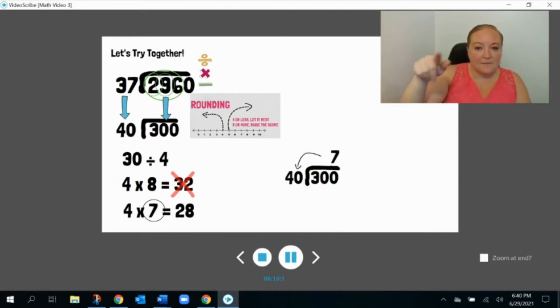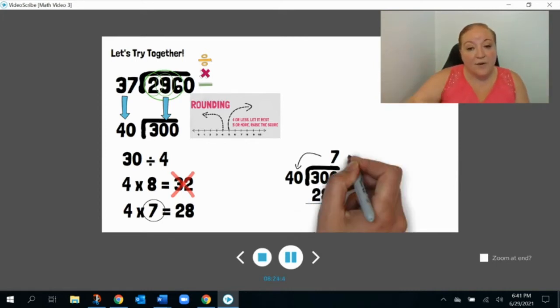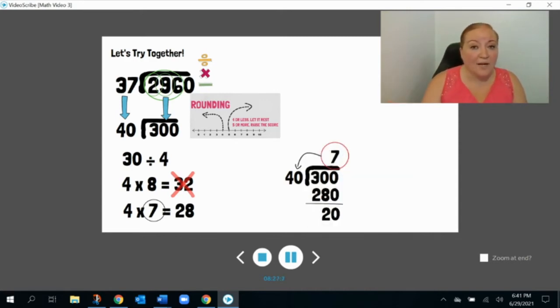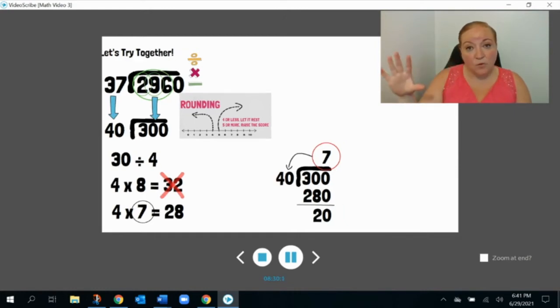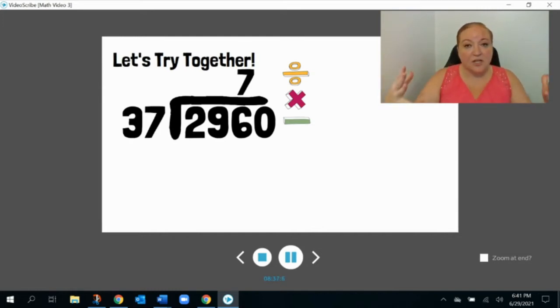So 7 times 40 is 280, right? And you can do 7 times 4 is 28. Oh, 280. Then what do you have left? You have 20. And you know you can't divide 4 into 20 evenly because we're working with whole numbers, not decimals yet. So we're going to use the 7 to figure out our next problem. That's going to give us a starting point.